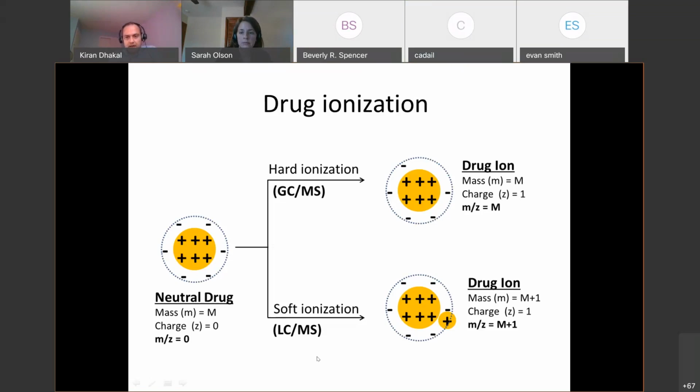In the LCMS, the ionization process is more soft. Instead of knocking that electron off, we gently attach a positive charge to the molecule. Here, a drug ion formed in the liquid chromatography mass spectrometry analyzer has a mass of M plus 1, because you added 1 positive charge and had a charge of 1, so the mass to charge ratio is M plus 1.